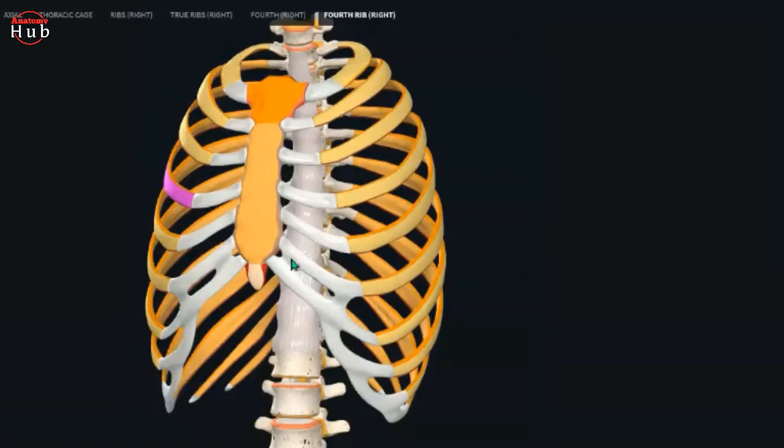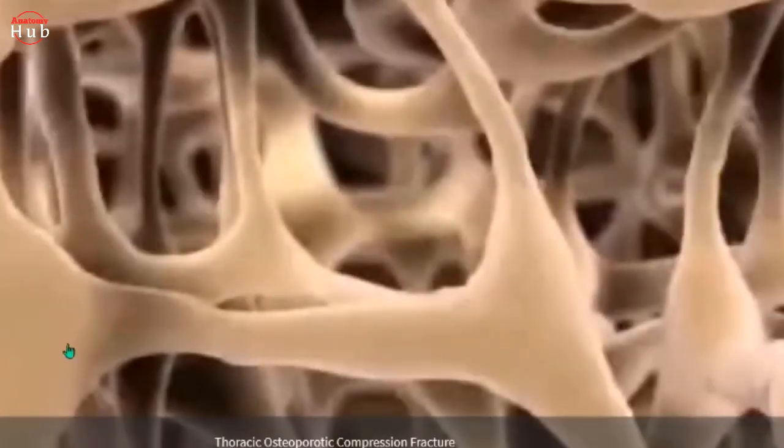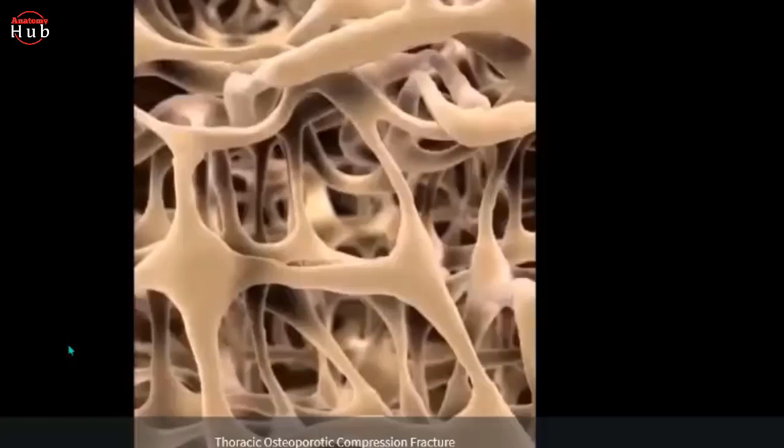Clear? Loss of minerals and calcium will cause the osteoporosis, and that happens at the upper thoracic region. In some cases, compression fracture also occurs. How? When there is an osteoporotic bone, right? Then there is a chance of compression fracture.